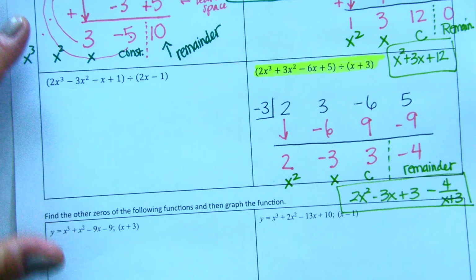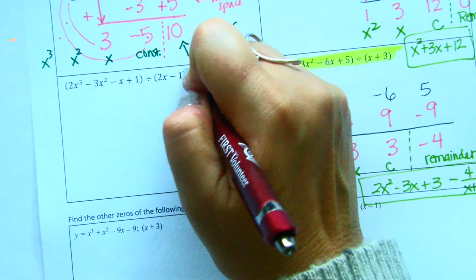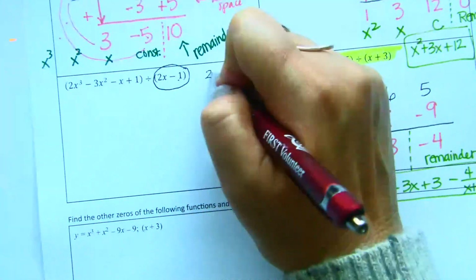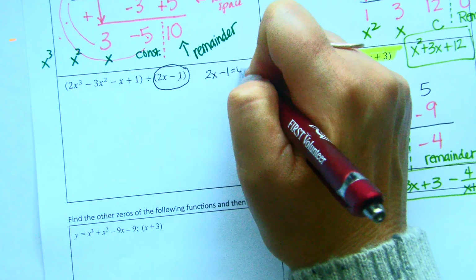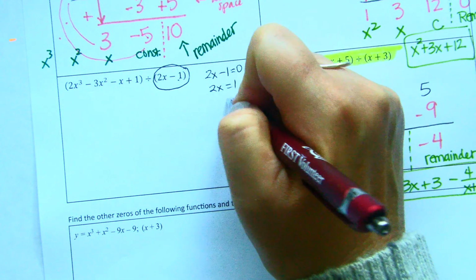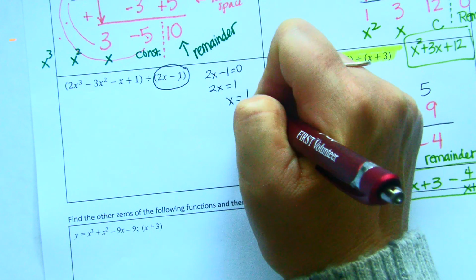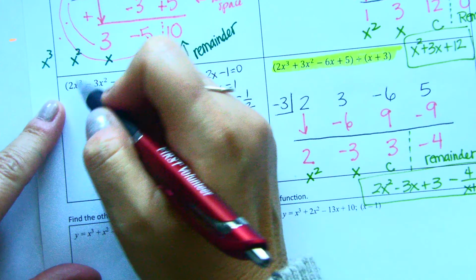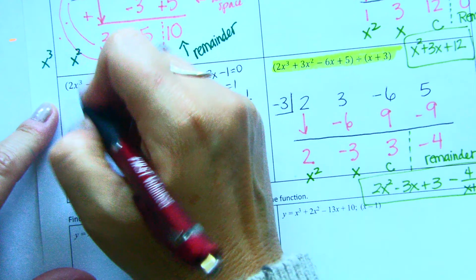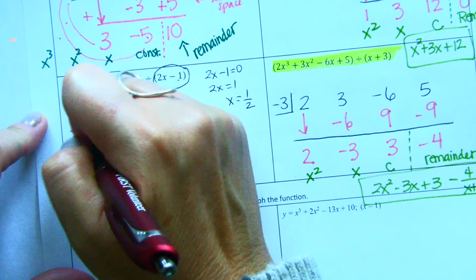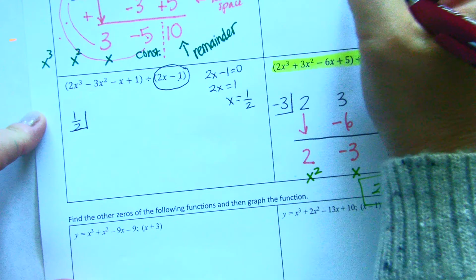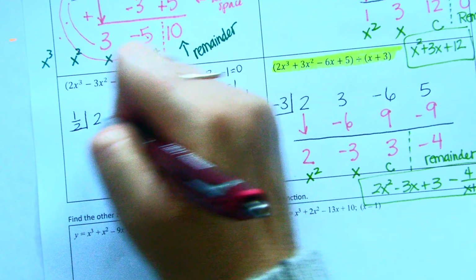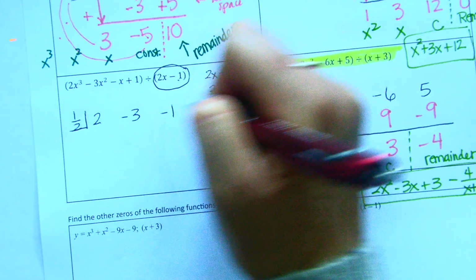Okay, let me show you how to do this one. This one's a little different. Instead of just doing -1, I have to make this equal to 0. So when I solve this, I get x is equal to 1/2. So that is what I put in that little box area here. I put 1/2. Because when you set these guys equal to 0, you get the opposite. Put the coefficients, a 2, a -3, a -1, and a 1.